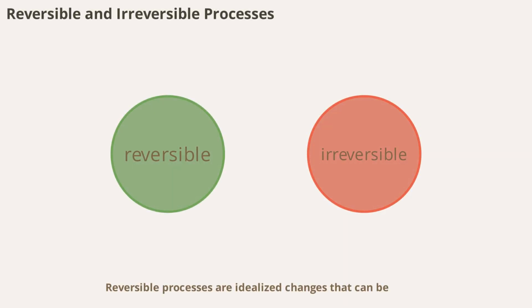Reversible processes are idealized changes that can be undone without leaving any trace on the surroundings. In reality, most processes are irreversible, meaning they increase the total entropy of the universe. Understanding the difference helps in analyzing real systems and improving efficiency.